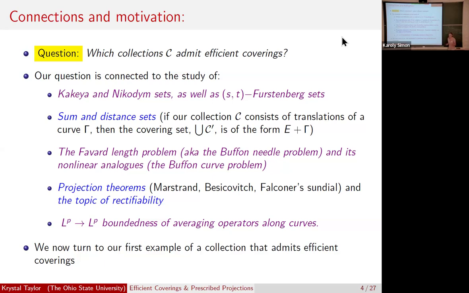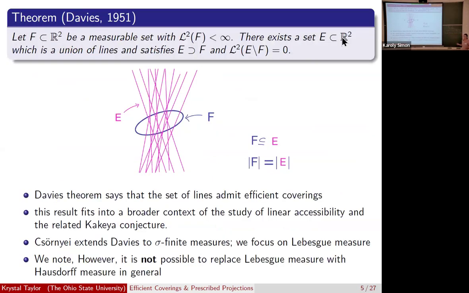So now we turn to our first example of a collection that admits efficient covering. You may have a guess in mind of what it's going to be. This remarkable theorem of Davies says that lines admit efficient coverings. So you give me your favorite measurable set F with finite measure. Then we can find a set E, which is a union of lines, and it covers F, and furthermore, it does so in this efficient way so that the leftover has measure 0.